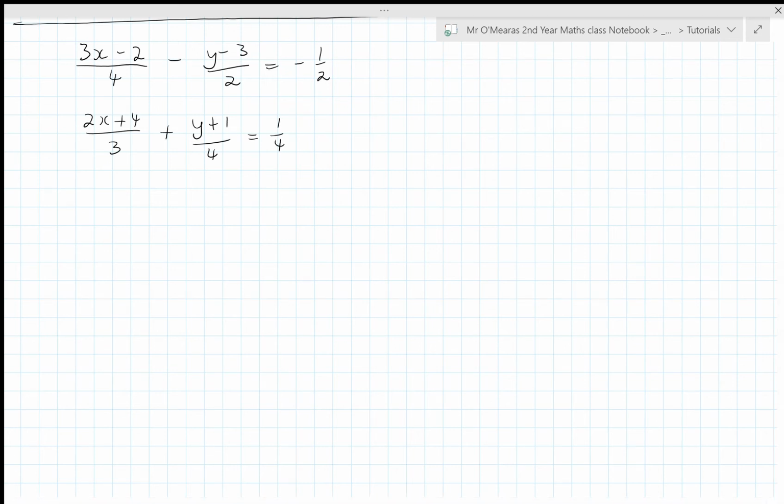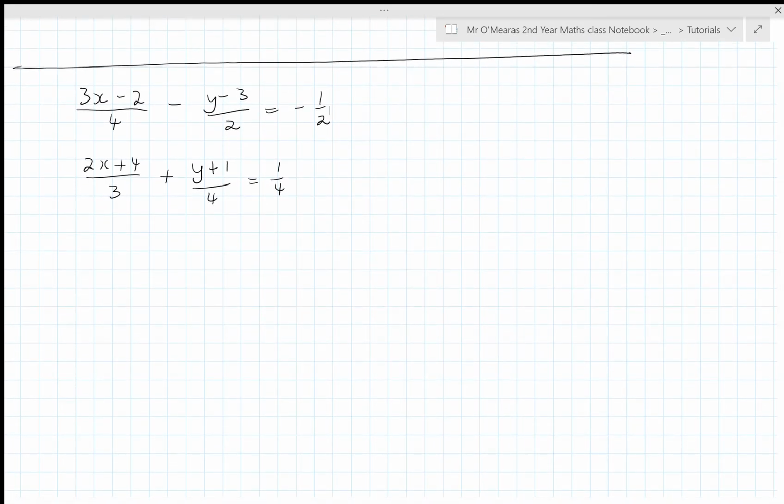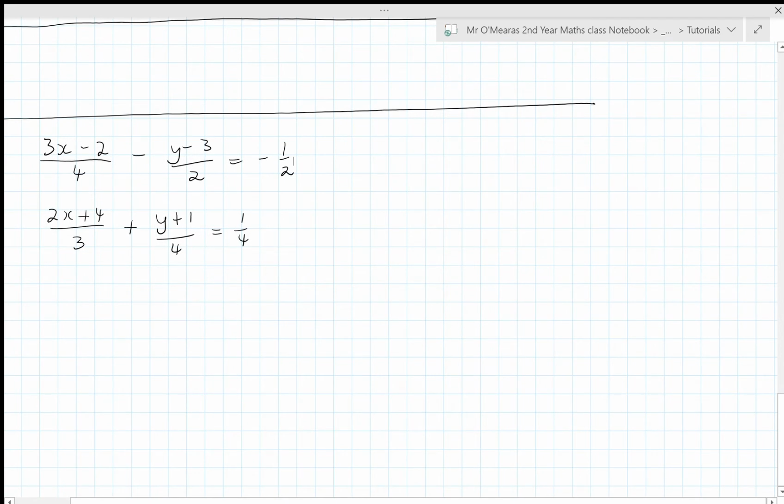Okay, we're here just looking at another simultaneous equation example. We have (3x minus 2) over 4 minus (y minus 3) over 2 equals minus a half. Down the second line we have (2x plus 4) over 3 plus (y plus 1) over 4 equals a quarter. So we're just going to identify the lowest common multiple of 4 and 2. So we're going to try and eliminate the fractions straight away.